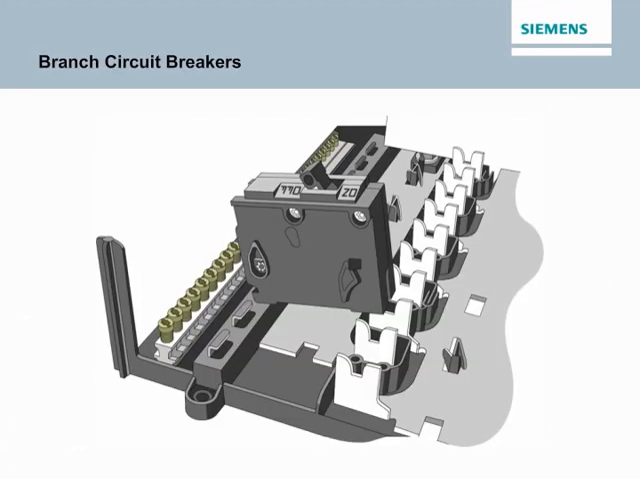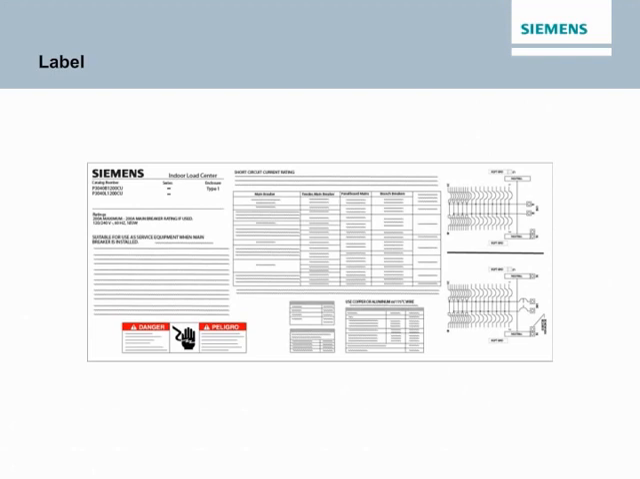Branch circuit breakers plug directly onto the load center supply bus bars as shown in the accompanying illustration. The label identifies the load center's catalog number, enclosure type, voltage service, and amp rating. Additional information on the label identifies circuit breaker types that can be used with the load center, short circuit current ratings, and wiring diagrams.